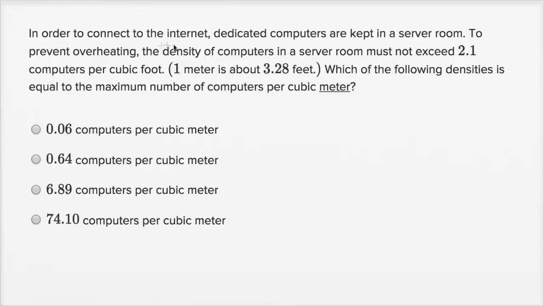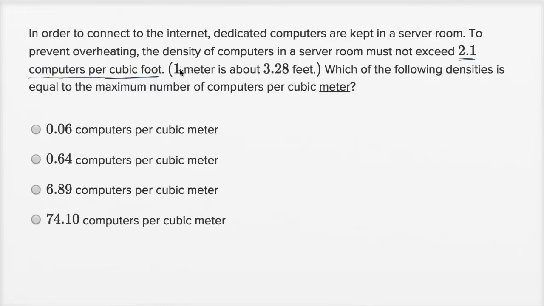In order to connect to the internet, dedicated computers are kept in a server room. To prevent overheating, the density of computers in a server room must not exceed 2.1 computers per cubic foot. 1 meter is about 3.28 feet. So they're converting linear meters to linear feet.